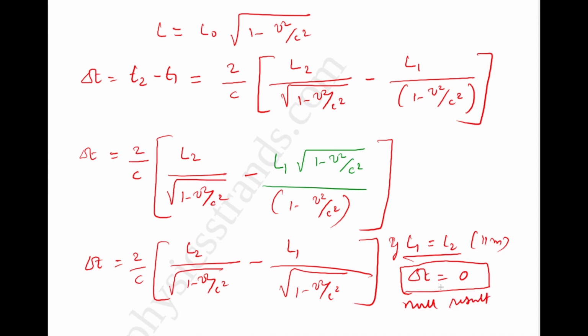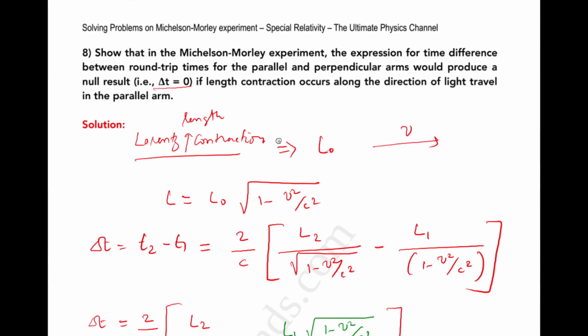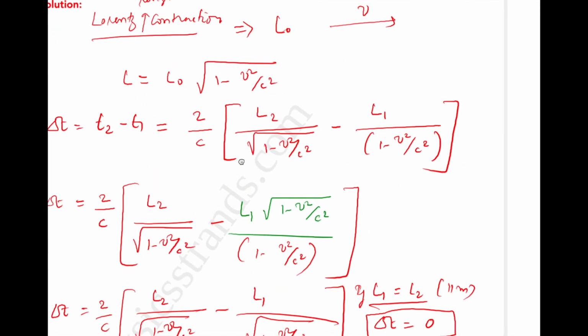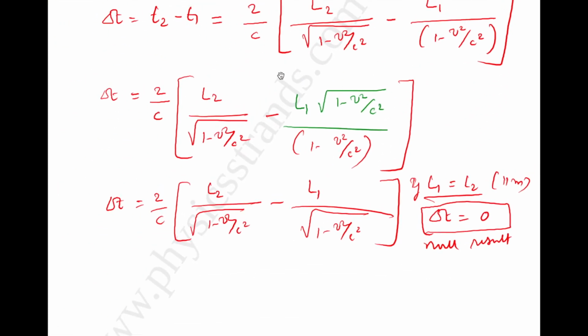So the null result would imply that the time difference between light travel in these two arms is 0, and that can also be accounted for by assuming that there is a length contraction. That is what this question is all about. So if length contraction occurs along the direction of light travel, then it is possible to show that in the Michelson-Morley experiment, the time difference goes to 0, thereby accounting for the null result, right?